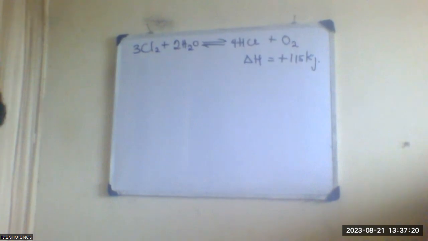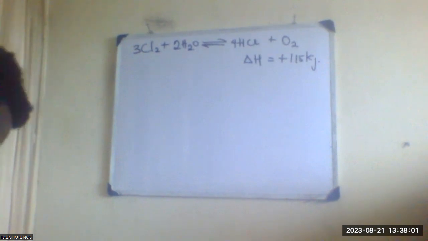Do you get the options? Please, the question again. In the above equilibrium reaction, a decrease in temperature will dash. A, favor the reverse reaction. B, favor the forward reaction. C, have no effect on equilibrium state. Are you there? Yes, I'm here. D, double the rate of reverse reaction. So what do you think is the answer?